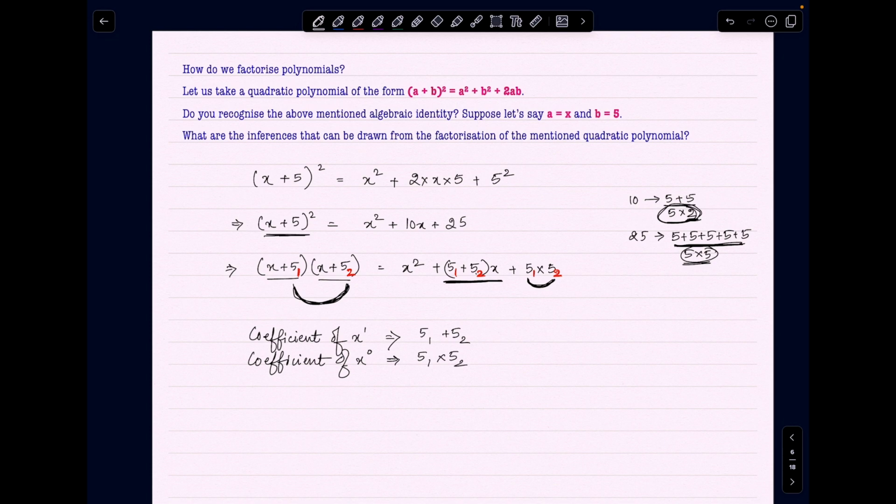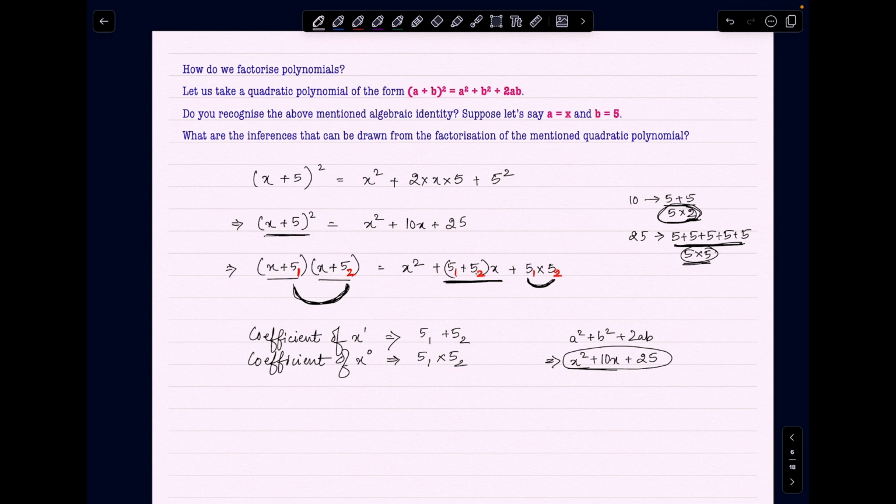Now suppose we want to factorize the polynomial. In factorization, a plus b whole square will not be given. That is not the factorization form. The polynomial will be given in a square plus b square plus 2ab form. Understood? That is, the polynomial will be given in x square plus 10x plus 25 form. From here we want to find the factors of this polynomial. Got my point?